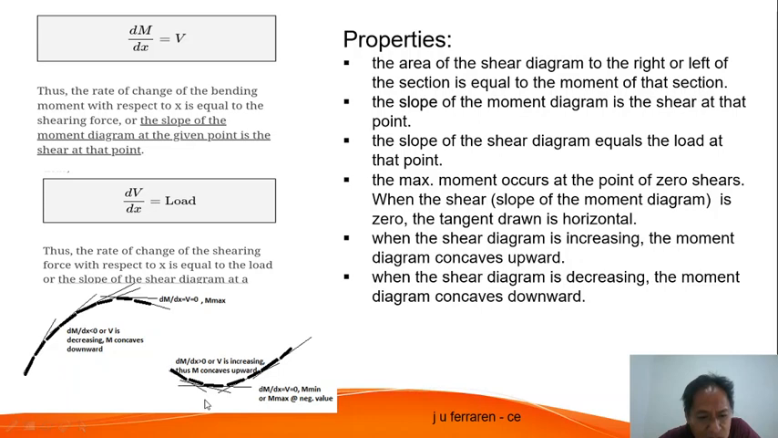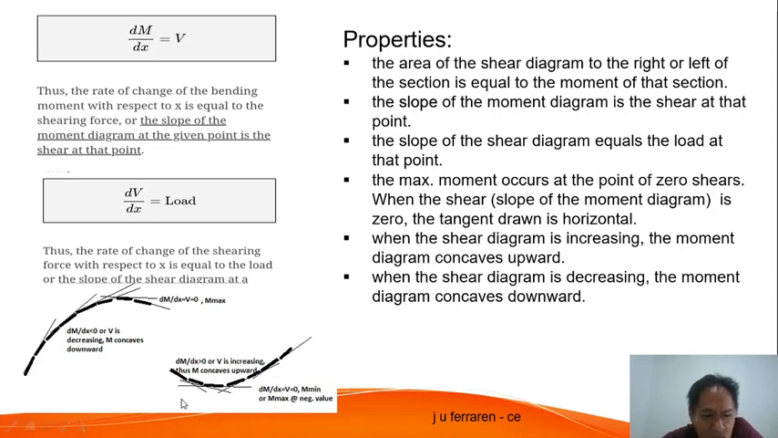Now try to look at how the slope of your tangent changes. The inclination keeps changing, right? This is a line containing a negative slope. When it reaches here, it becomes 0. From negative to 0, meaning your value is rising. And from 0 to positive, that means the slope of your moment is positive. So, V is increasing. When V is increasing, the moment diagram will concave upward.